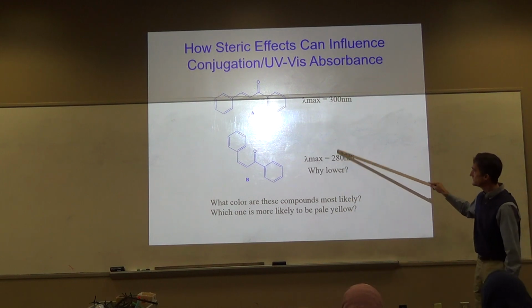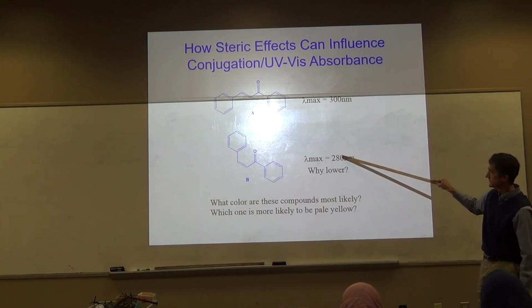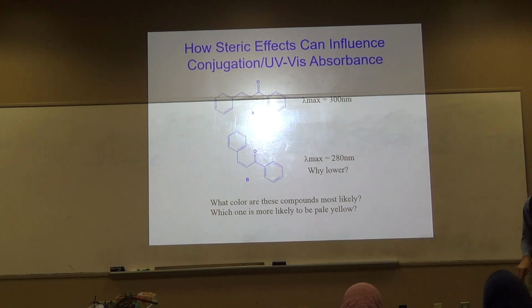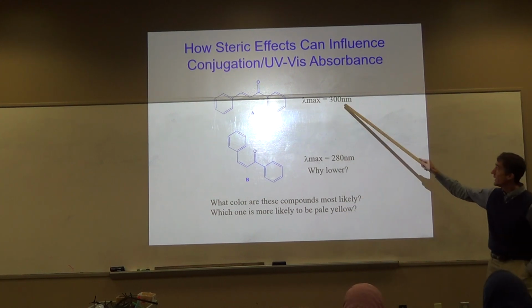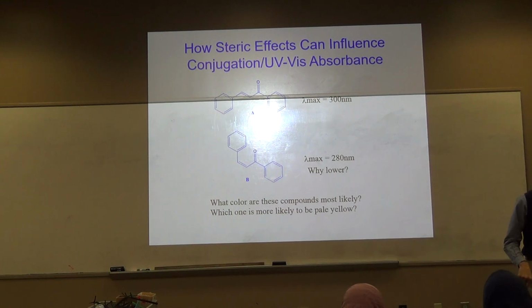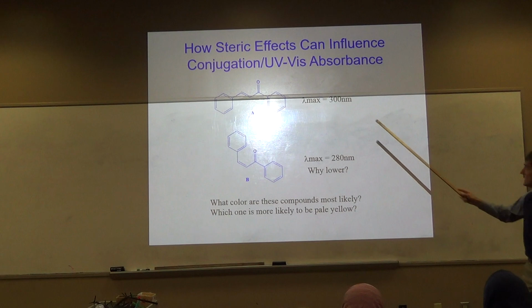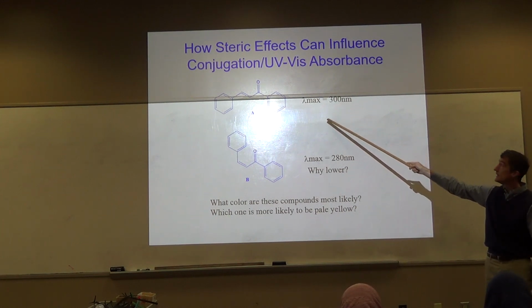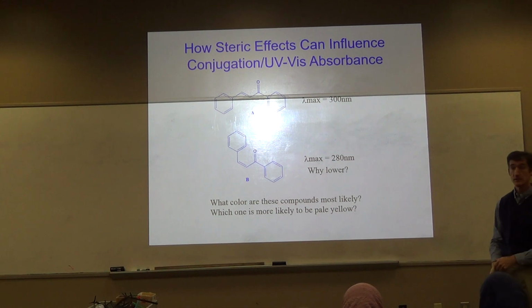You need to look at these numbers here. I gave you Lambda Maxes. Which one's most likely pale yellow? Why A? It's absorbing more to the right. Is it absorbing visible? No. That's Lambda Max. Okay?